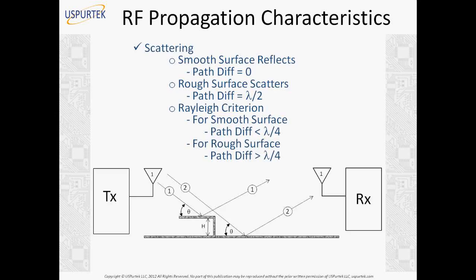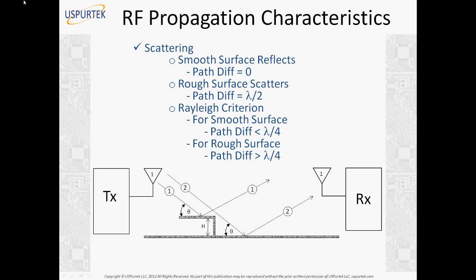As you see here, this is a simplified model of scattering. Ray number 1 is reflected from an object of height h, so it is scattered because there is an object at h here. Ray number 2 is reflected from the smooth surface. Of course, both are incident at the same angle theta, but because of this object of height h, there will be a phase difference between number 1 and number 2.